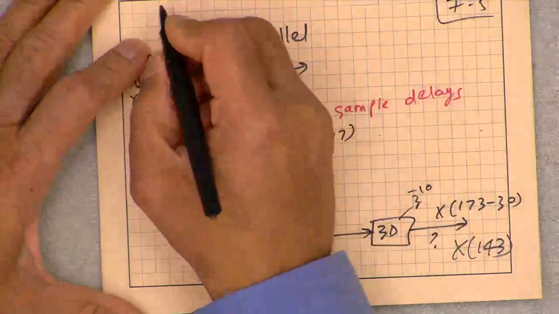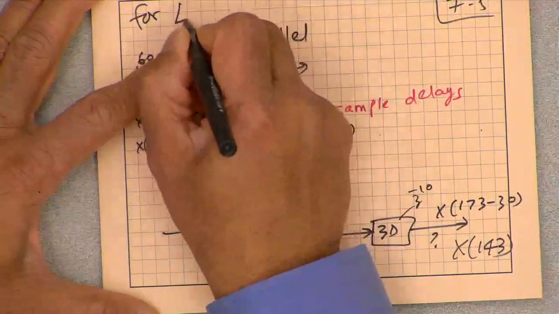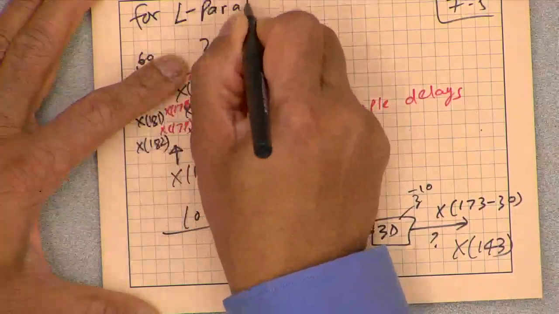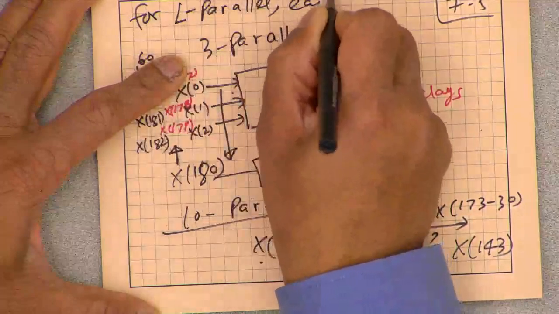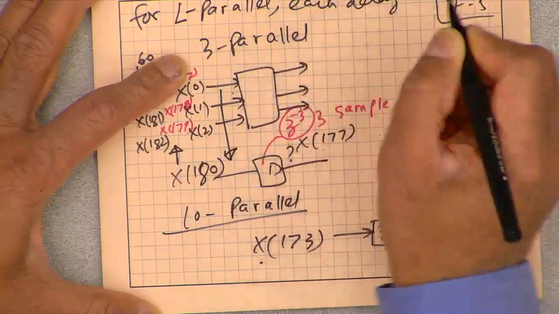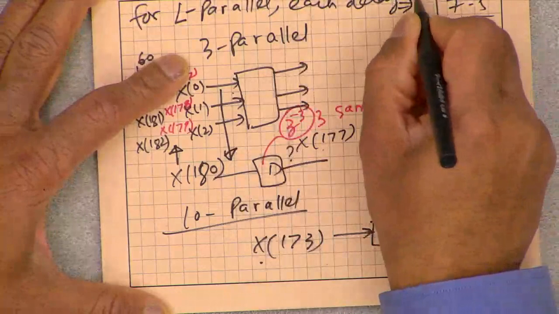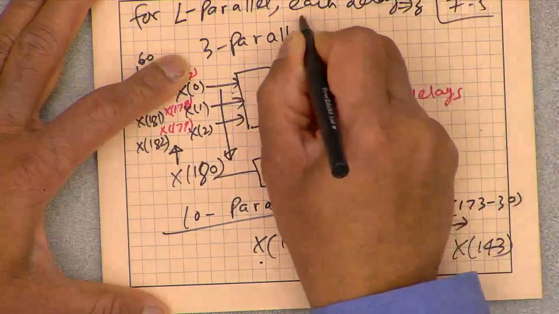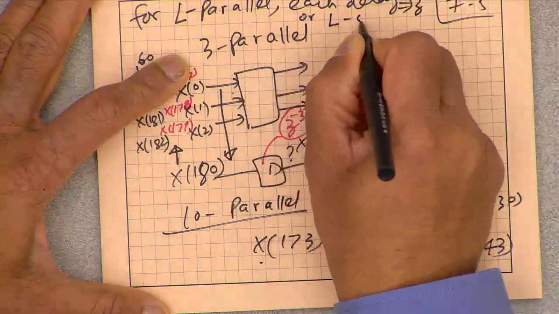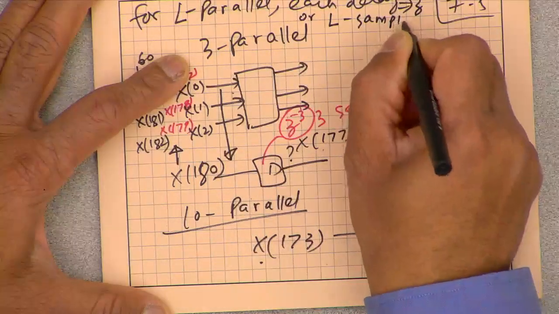So for L parallel, each delay implies z to power minus L, or L sample delay.